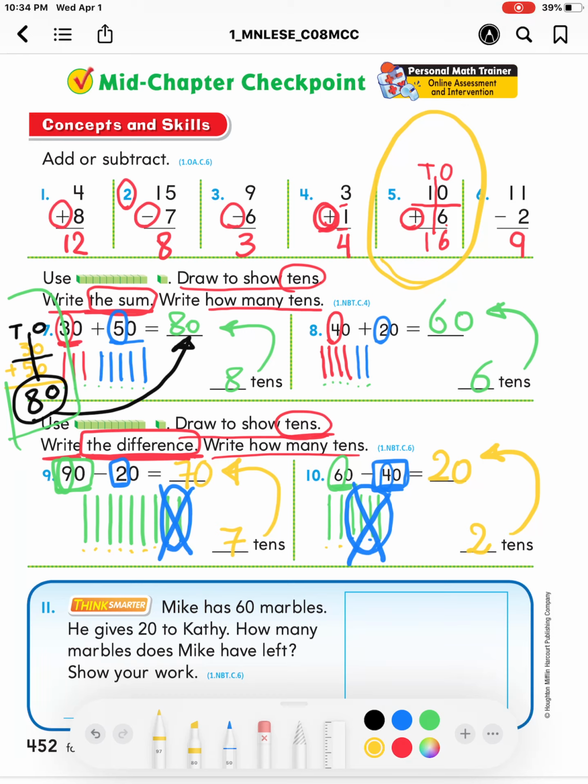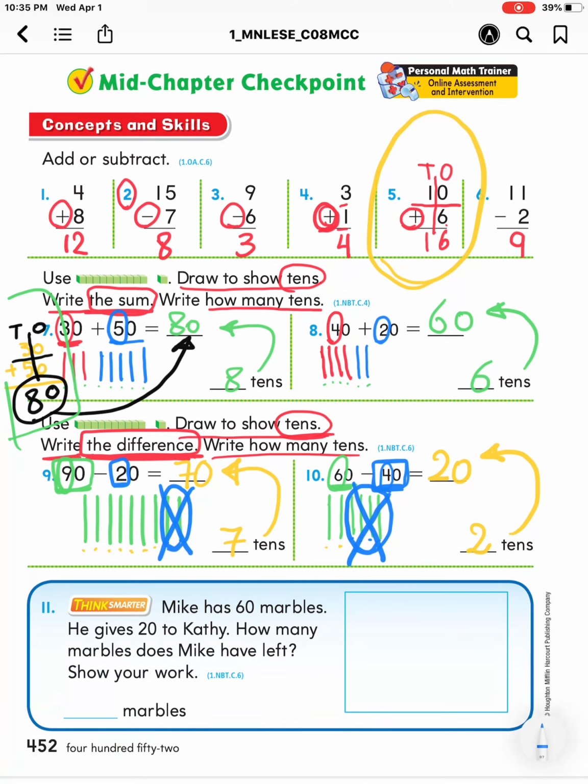Okay. Now, let's move to Think Smarter. And we have here a problem solving, word problem. And as I told you before, this kind of problems is really so important because you have to be good in English. You have to understand the words, can read, understand the keywords, and know what is required. So let's do the steps together, okay?